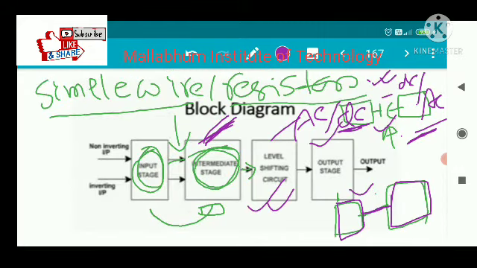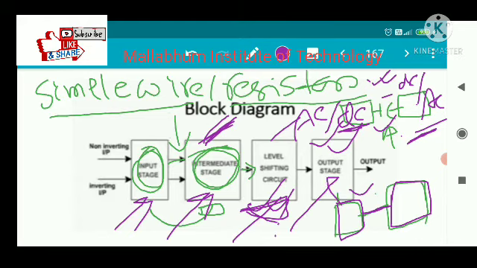And the output stage is nothing but a push-pull amplifier configuration that we will discuss later. So I hope you understand the input stage, the intermediate stage, the level shifting stage, and why we employ the level shifting stage, which is very important, and the output stage. The output stage we have not discussed broadly here, we will discuss it later. The output stage is nothing but a push-pull amplifier configuration circuit.